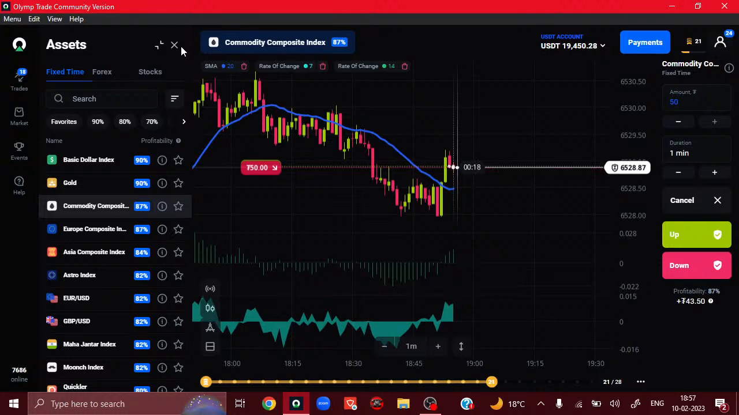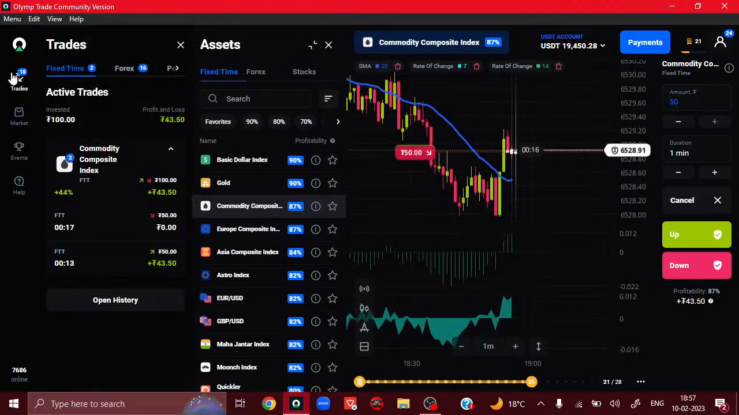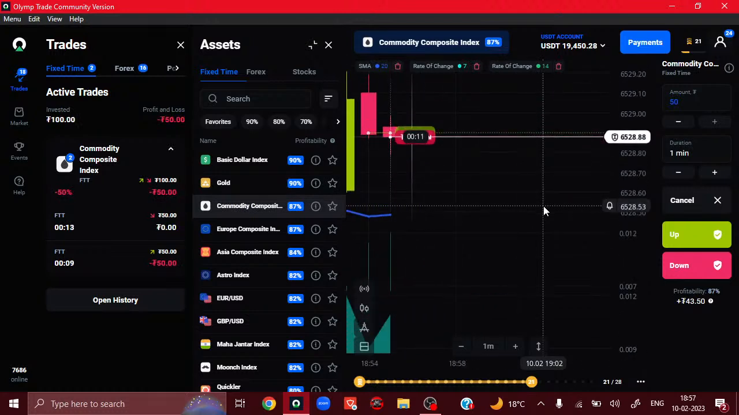Manav, try to use the parabolic. For beginners, the parabolic is very good. It is very easy to understand as well. Whenever the dot is shifting, you can enter at that point.